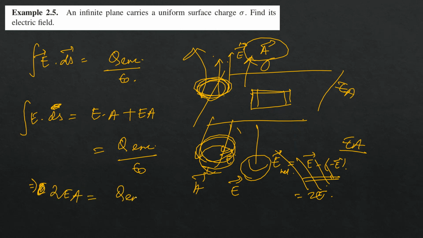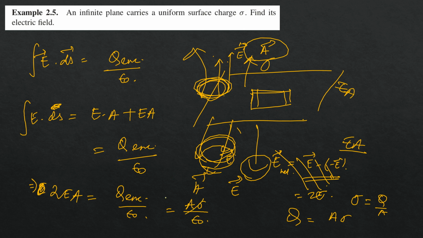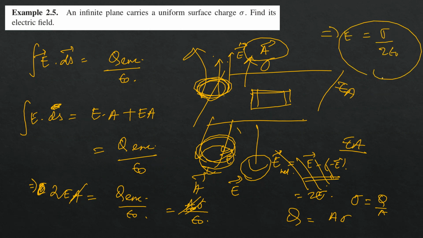is equal to Q enclosed by epsilon naught. We know Q is equal to what for a surface charge? We know surface charge density sigma is equal to Q by A. Q is equal to A sigma by epsilon naught. A got cancelled. So E is equal to how much? Sigma by 2 epsilon naught. And it will be n cap. N cap is the unit vector along the perpendicular to the plane, pointing away from the surface.